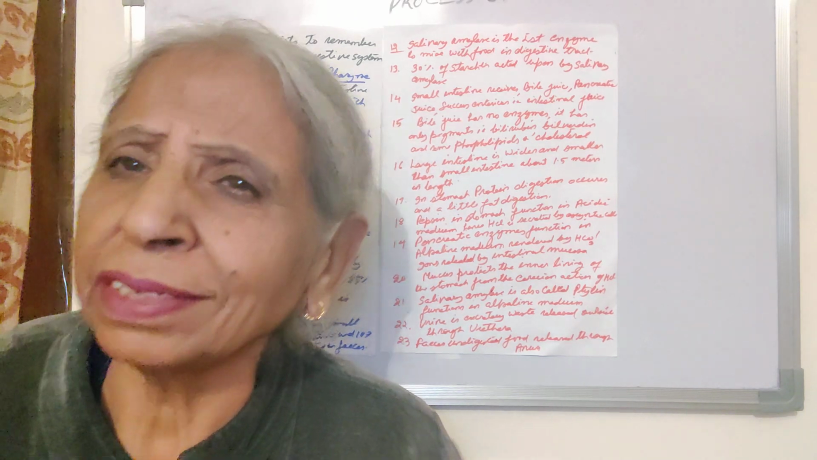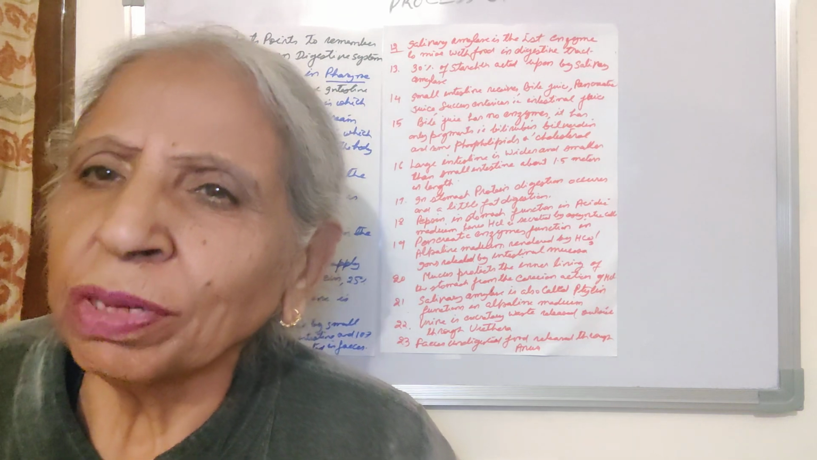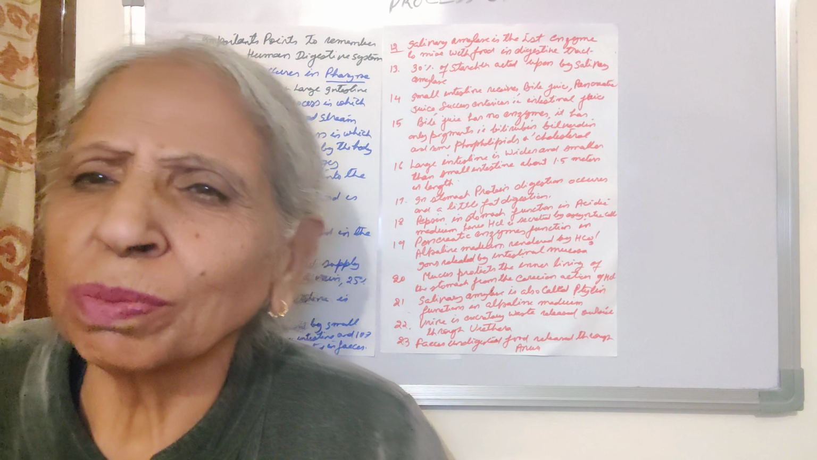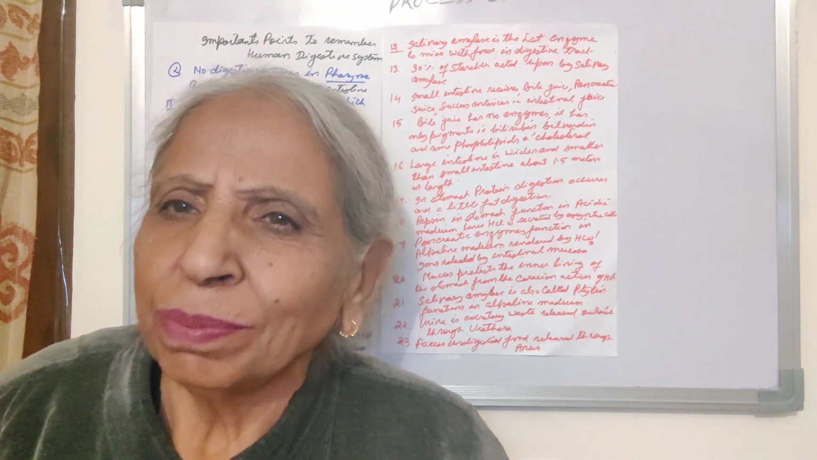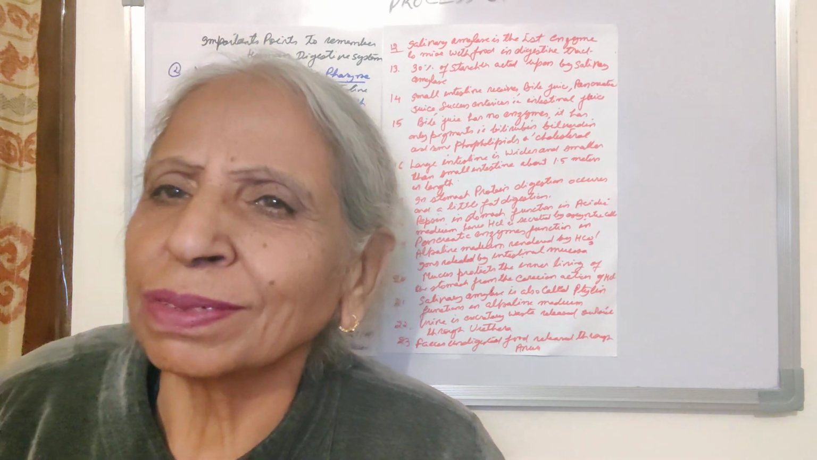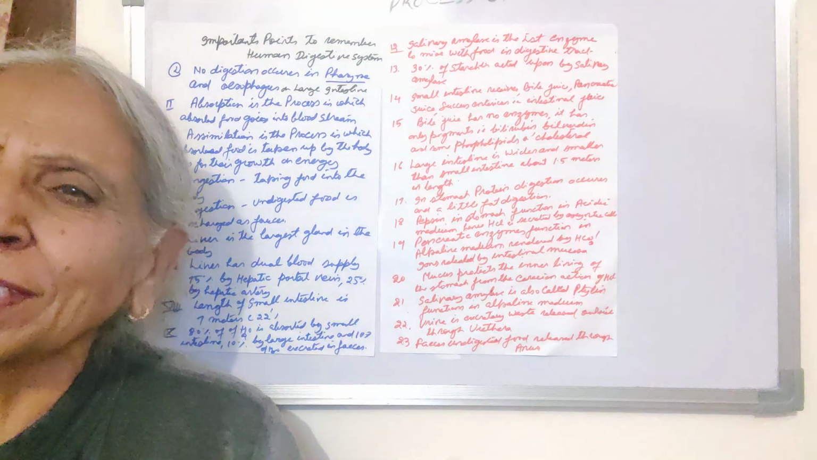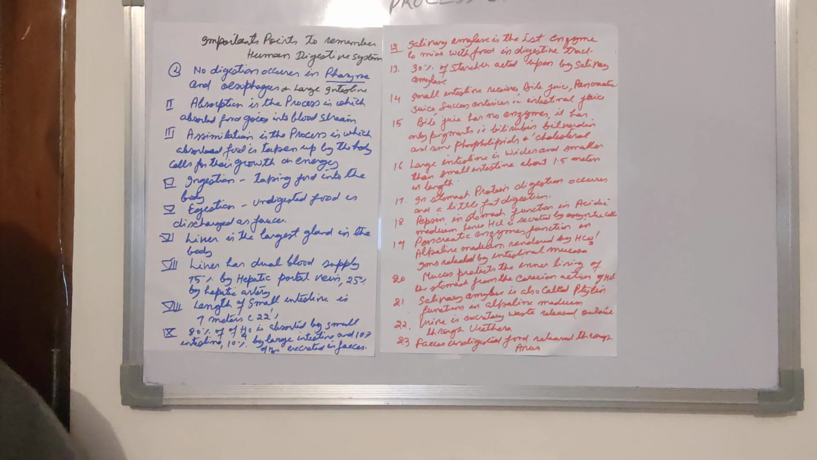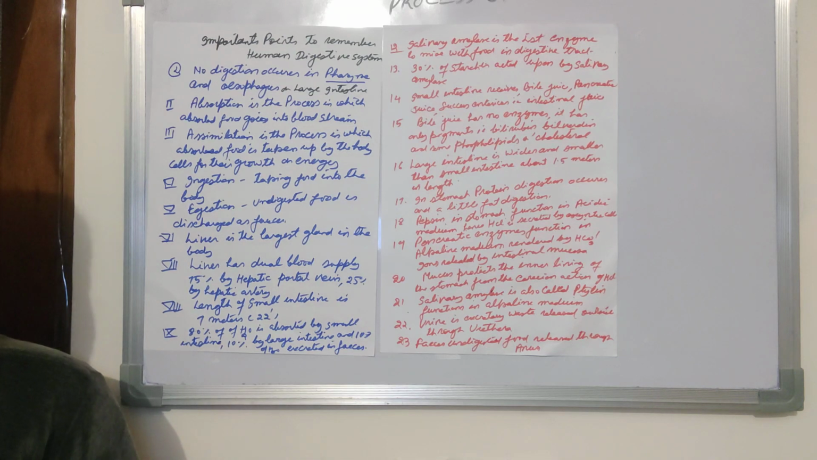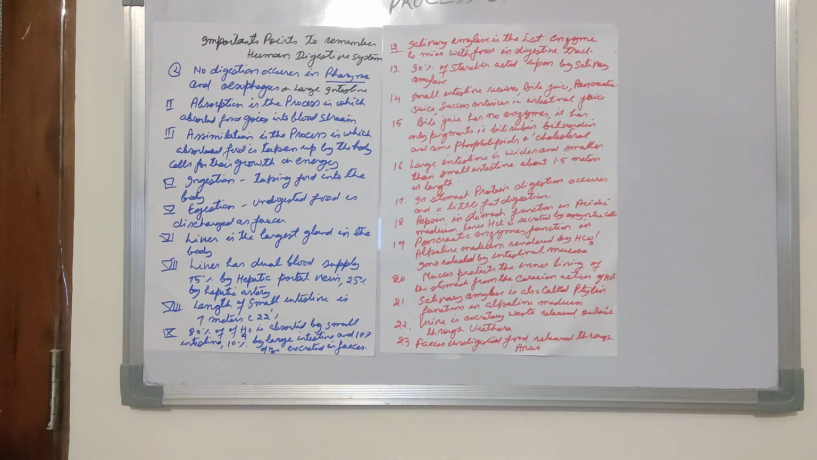We have completed human digestion in human beings in my previous video. Today I am telling you some important points by which you can remember this process of digestion in tips. What are those? The first and foremost point is that no digestion occurs in the pharynx and esophagus, and no significant digestion in the large intestine as well.